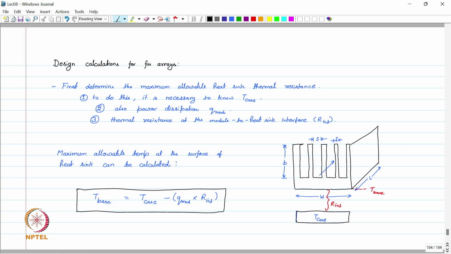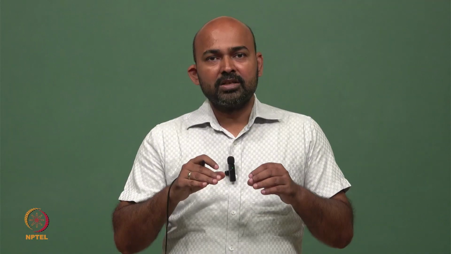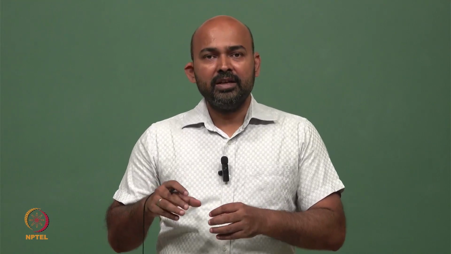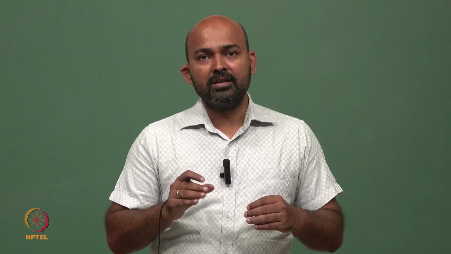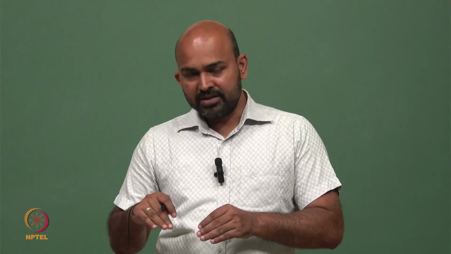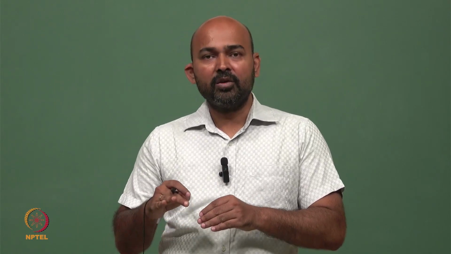So if we know all these parameters, we can easily calculate the T base, which is the temperature at the base of the heat sink. This is the maximum allowable temperature at the heat sink. We need to design our heat sink in such a way that the actual temperature at the heat sink always remains lower than the T base temperature.